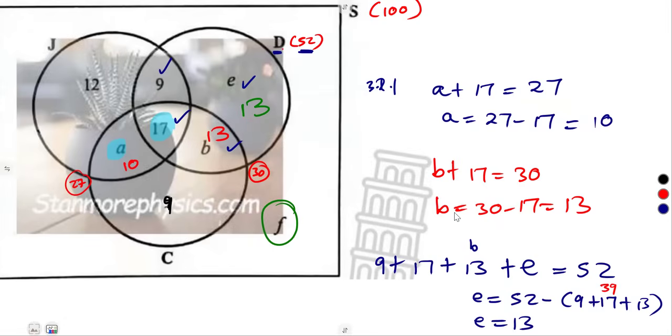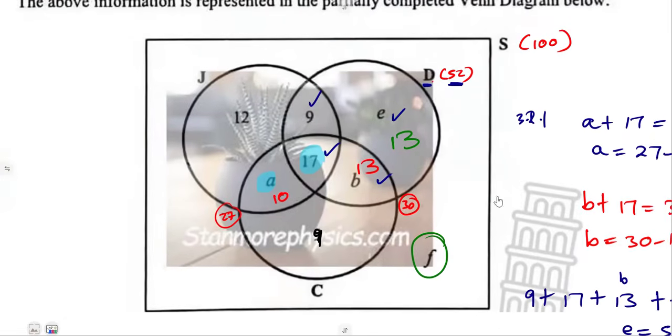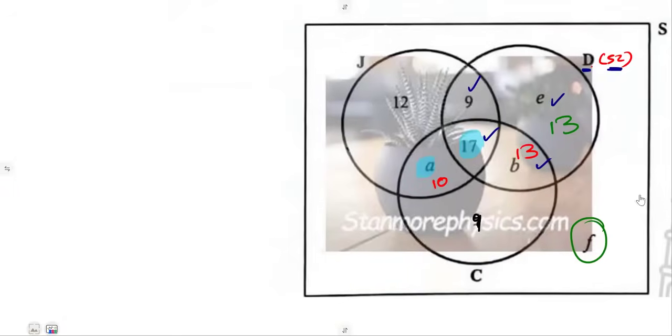We can also determine the letter F, which is outside. Now that we have got everything being filled in on our diagram, we know that the sample space of all is 100 of everything that we are given there. So we are simply going to find F from what? From 100. So F is equal to 100 minus the sum of everything that is inside of the given set.